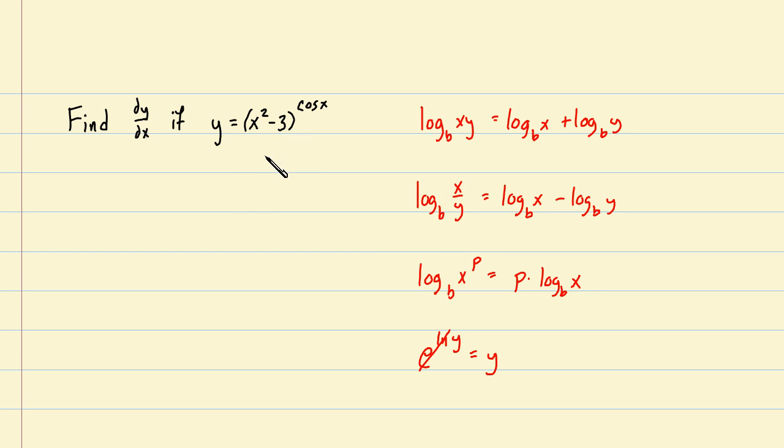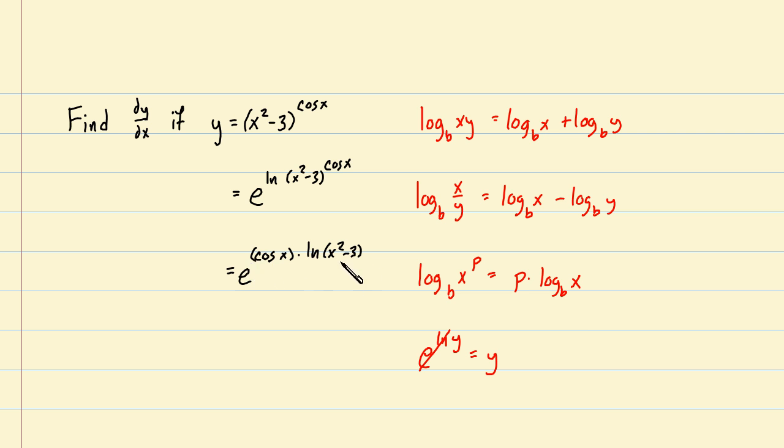We can rewrite this as e to the natural log of this. So now we have e to the natural log of x squared minus 3, and that is raised to the cosine of x. Now we do have a natural log of a power, and I can take this exponent here and pull it out in front to get e to the product of cosine of x and ln of x squared minus 3. And this is something we know how to deal with.